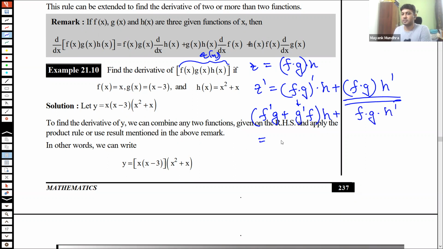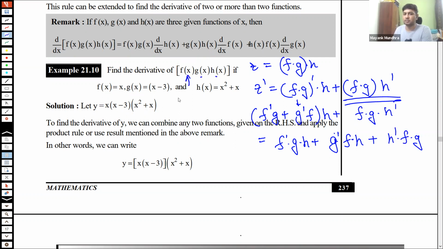So when I open up this bracket, I get f prime times g into h plus g prime times f into h plus h prime times f into g. So you see, one by one, what I'm doing is first differentiate these, keep these two as constant, then differentiate this, keep these two as constant, and finally differentiate this, keep these two as constant, and add all of them up. So add all these individual parts. So that's going to be very helpful.